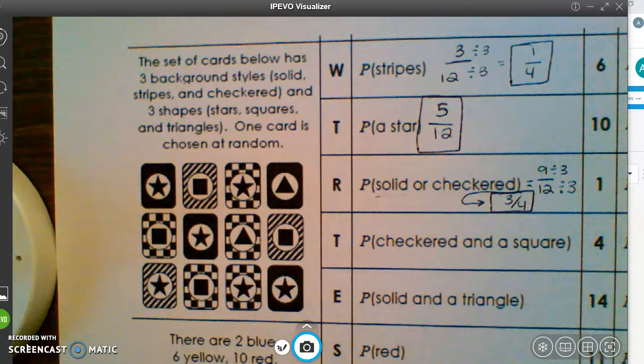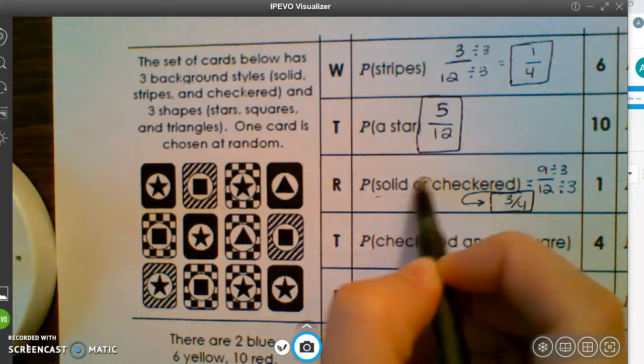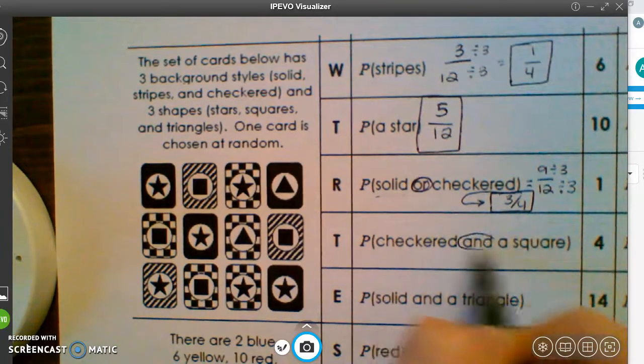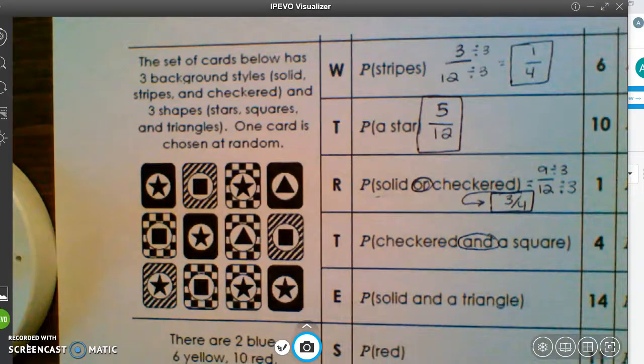T, that's different. And it's different from R by just one word. This one has an or, this one has an and. So up here, the example I used was mom's going to get you food. And you say, okay, I'm fine with either chicken nuggets or a cheeseburger. So you're fine if she comes home with either one of those. D, you say, I want chicken nuggets and a hamburger. So mom has to come home with both for you to be happy.